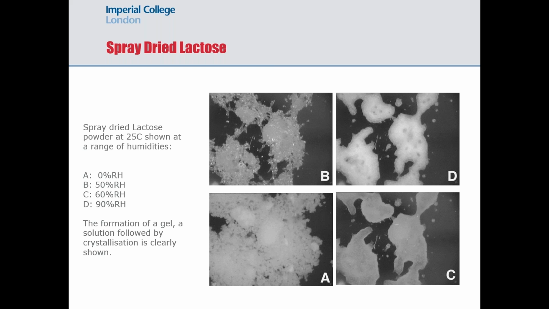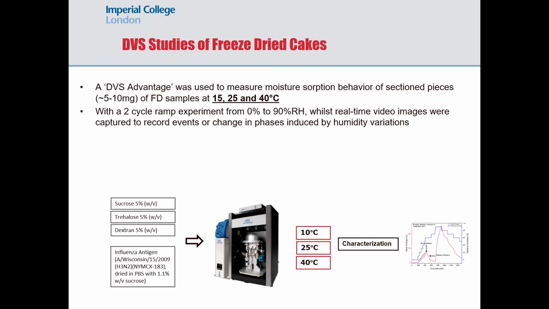But in this case, we're not doing spray drying. In this particular study, we are going to do freeze drying. So here is the study we're going to do. We're going to look at some freeze-dried samples, typically 5 to 10 milligrams at 3 temperatures, 15, 25, and 40 degrees Celsius. And the samples are listed over here.